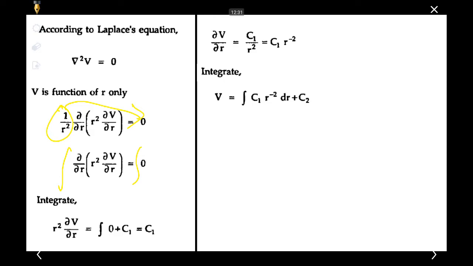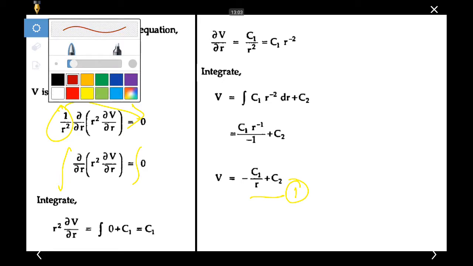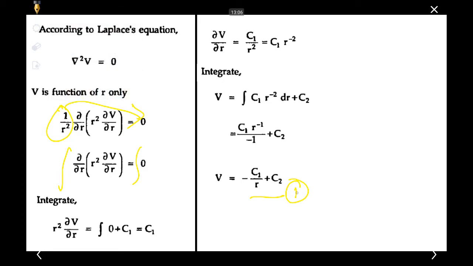How can you integrate R power minus 2? C1 is a constant. So R power minus 2 will become R power minus 2 plus 1 divided by minus 2 plus 1, so minus 1 into R power minus 1. So you will get minus C1 by R plus C2. This is the equation and we will take this as equation 1.